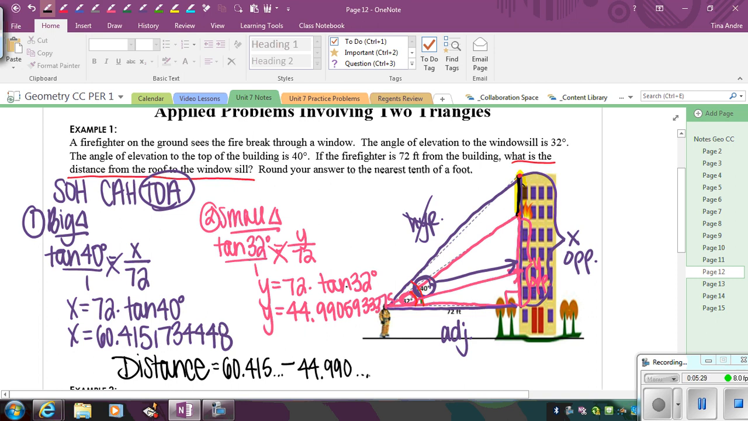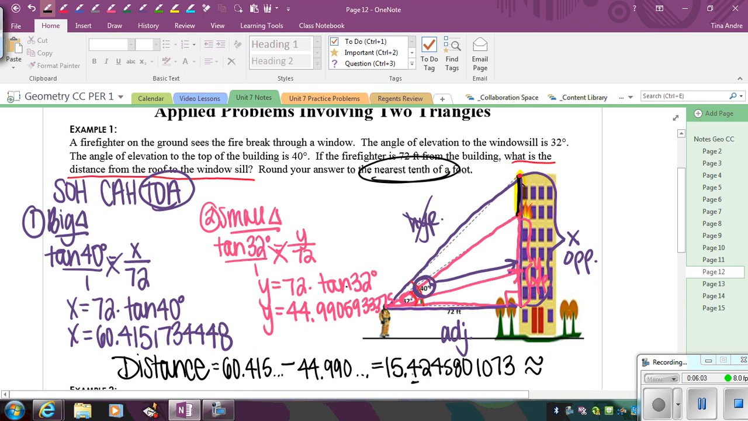And again, I'm just putting dot, dot, dot. I'm going to subtract those, and I'm going to round it to the nearest tenth. So let me write the exact value first, then I'll round. So I have 60.415, the entire number, minus, arrow up to the 44.9, hit enter, and I end up with 15.4245801073.